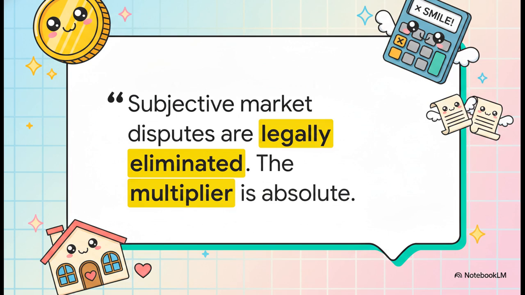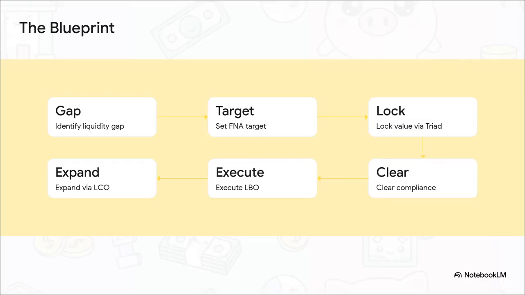If someone tries to argue that the public market would pay less for the coins, it doesn't matter. The arbitrator relies strictly on the contract. Subjective market disputes are legally and algorithmically eliminated. The multiplier is absolute. So let's just quickly summarize the beautiful, structured journey we just took.